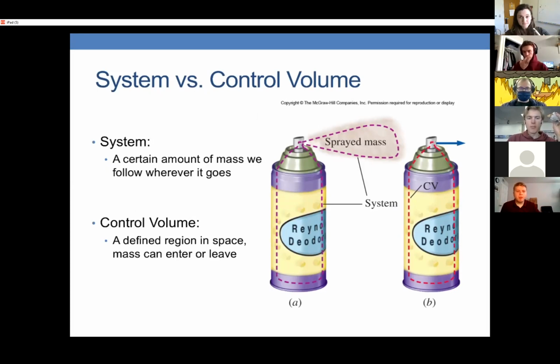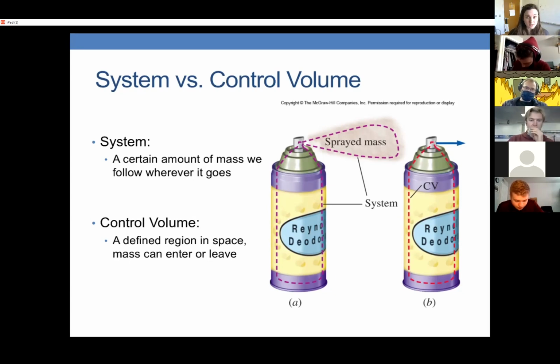All right, now before we get to this, there's a couple different ways, again, to look at these balances. So a system is a certain amount of mass, and then you can follow that amount of mass and see what happens to it. And then a control volume is when you define a volume in space and then mass can flow into it and out of it. In this picture, which I took from your book, you could think of this as a can of deodorant. So the spray would be the system and you could follow it as it gets sprayed out, whereas the control volume would be the can, the volume of the can. Right?